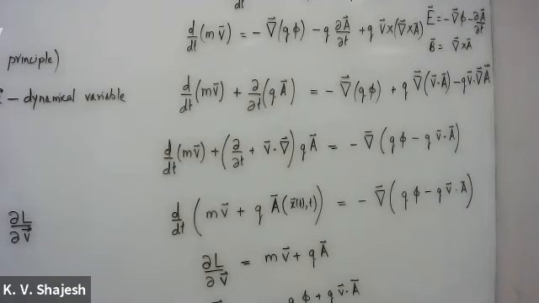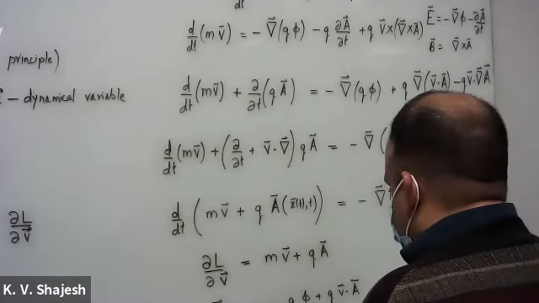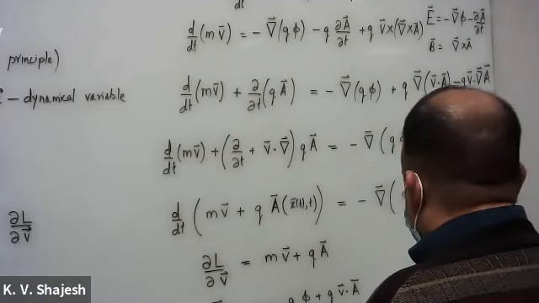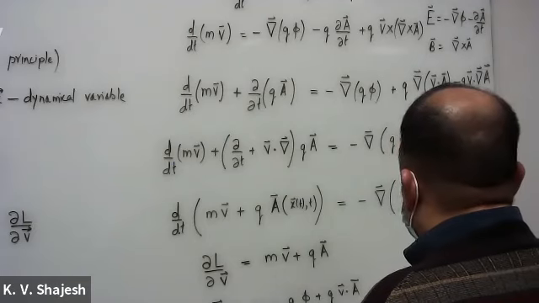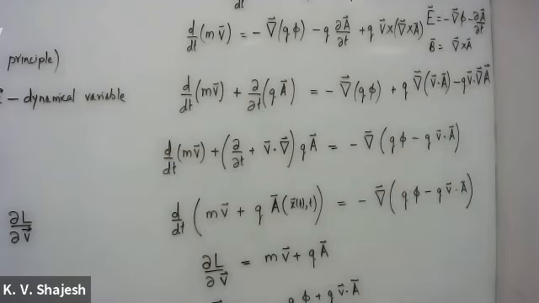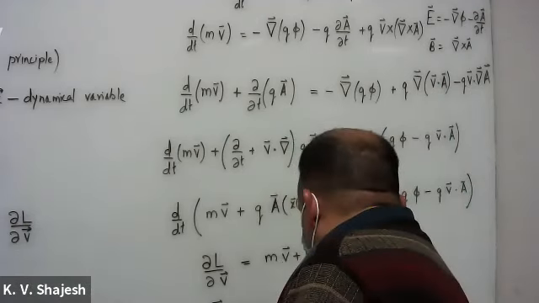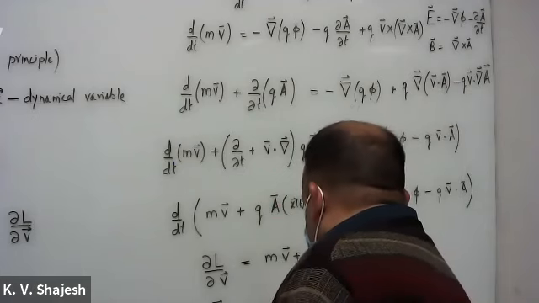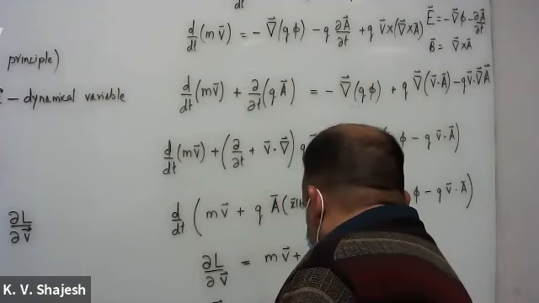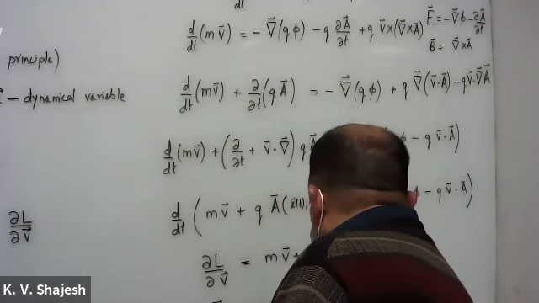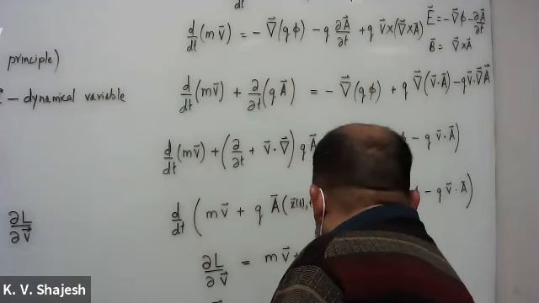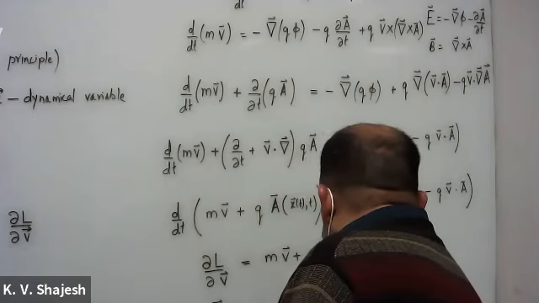Okay, so what can we conclude from this? What did I say? There's something wrong here. Sorry, I meant to write the gradient on the right side also. So this is negative of, so it's negative gradient of q times phi minus q times v dotted with A.